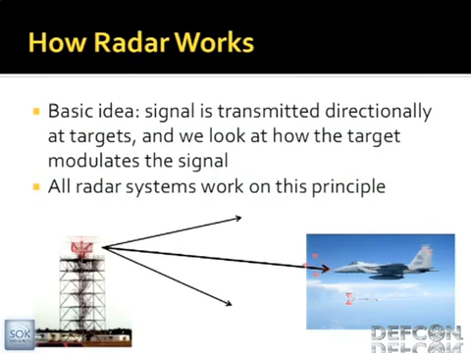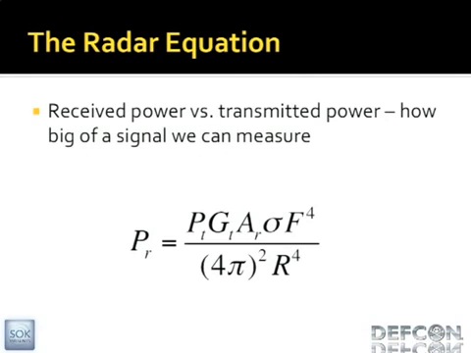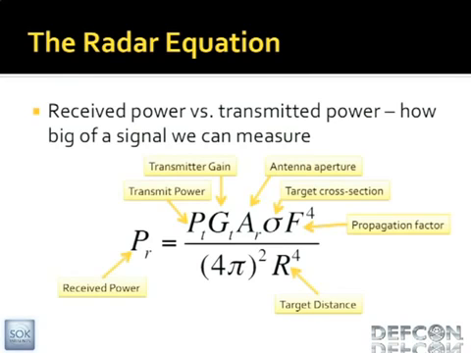You're transmitting a signal from somewhere, or somebody's transmitting a signal from somewhere, and you're looking at how that reflects off of a target. And all this is governed by this thing called the radar equation, which is this big thing with a whole bunch of terms. Basically, what we're looking at is the function of received power versus transmitted power. And the way that gets changed is, we get transmitter gain, antenna aperture, which is like how big your dish is, cross-section, and propagation factor, which refers to the medium that you're in.